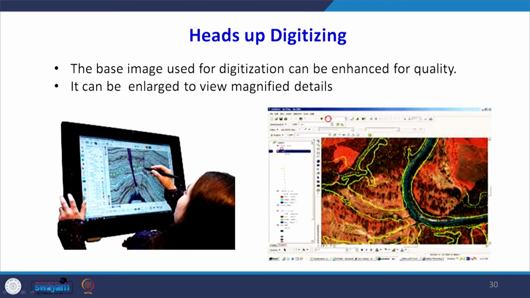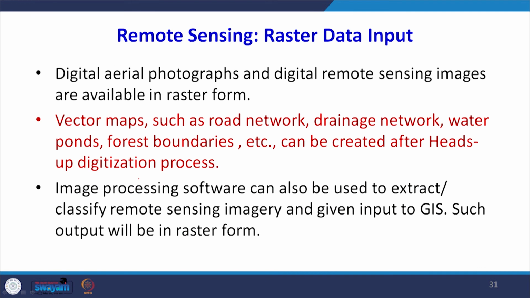You can apply some of the enhancement process and enhance the image so that the features are more clear, whether this is a road or a canal or a pipeline passing through the area. And view the zoomed view on the screen and then carry out the digitization work.